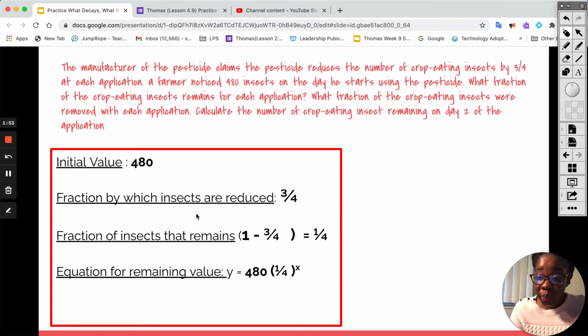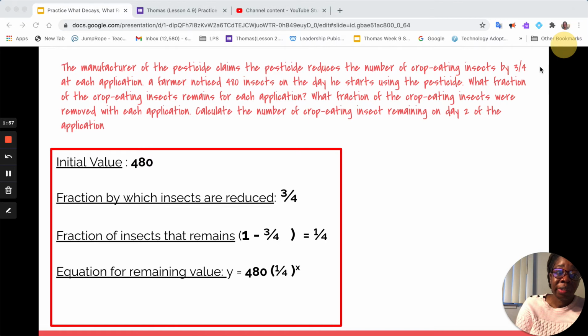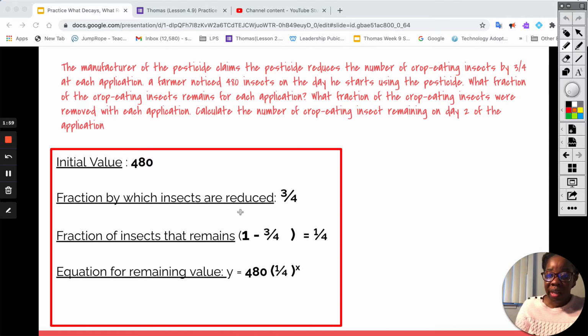That's a huge amount. And then to calculate the fraction that remains, we know we're always subtracting from 1, and our 1 in this case is going to be 4/4. So we're subtracting 3/4, which is going to give us, keep your denominator, 1/4. So 1/4 of the insects remain on a daily basis. So the equation that gives us the remaining number of insects would be y equals 480 times 1/4 raised to the x.